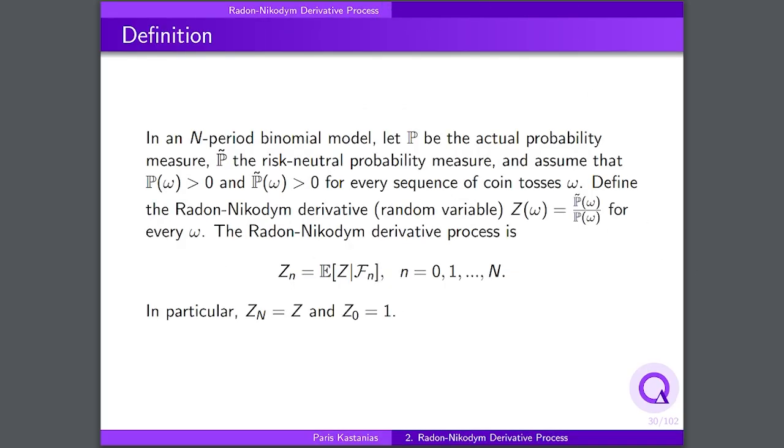So, a definition. In an n-period binomial model, let the actual probability measure be P, and let the risk-neutral probability measure be P tilde, and assume that both of them are positive for every sequence of coin tosses. Define the Radon-Nikodym derivative as Z(omega), like we did before. Then the Radon-Nikodym derivative process is Zn equals the expectation of Z given the information up until n. Okay, in particular, capital ZN equals Z, and Z0 equals 1.